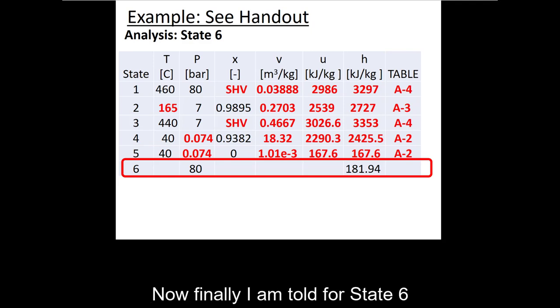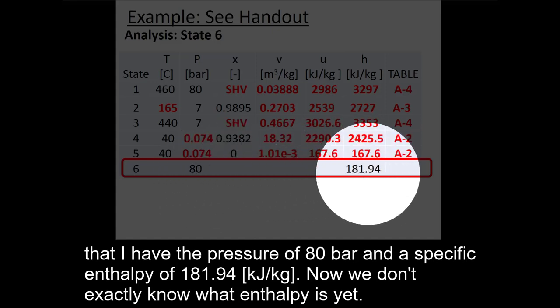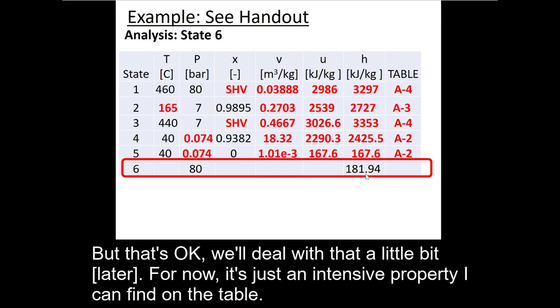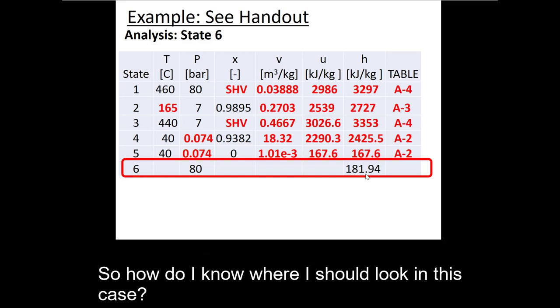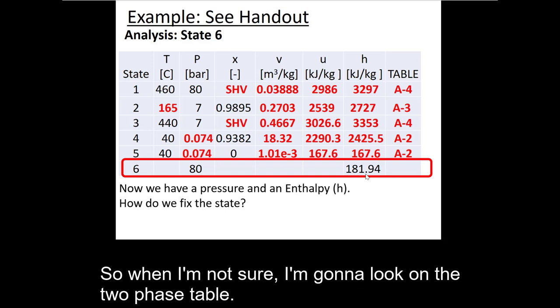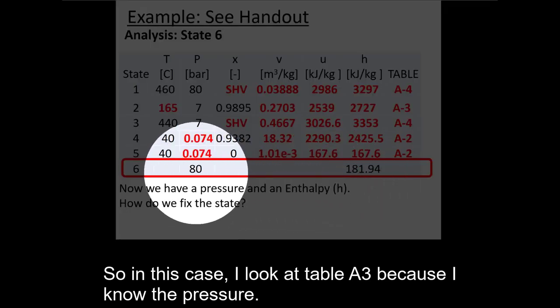Now finally, I'm told for state 6 that I have a pressure of 80 bar and a specific enthalpy of 181.94. Now we don't exactly know what enthalpy is yet, but that's okay. We'll deal with that a little bit more. For now, it's just an intensive property I can find on the table. So how do I know where I should look in this case? Right? So we have pressure and we have specific enthalpy. How do we fix the state? So when I'm not sure, I'm going to look on the two-phase table. So in this case, I look at table A3 because I know the pressure.